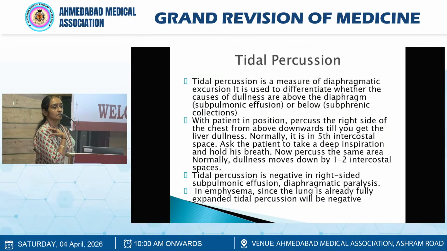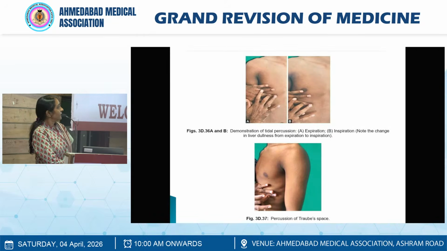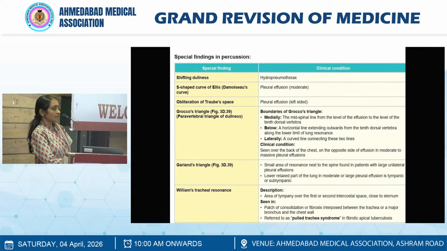Tidal percussion, the percussion in the respiration. For subpulmonary or subpleural pathology, tidal percussion is important. Ask the patient to take a deep breath. Percuss in the fifth intercostal space, then the patient takes a deep breath, and percuss again. This is the method of how to go for tidal percussion and percussion of the Traube's space.